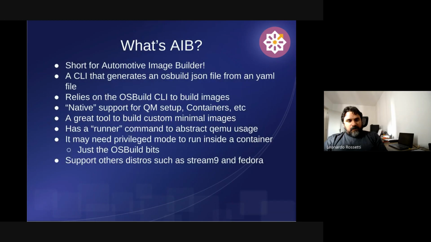So Automotive Image Builder, AIB for short. It's a CLI maintained by the Automotive SIG. You basically create what we call an AIB YAML file, and what the tool does is translate that YAML file into an OS build JSON file. And then you can use OS build to actually build an automotive image. So it's basically using OS build and Leonardo to actually create and assemble an image.